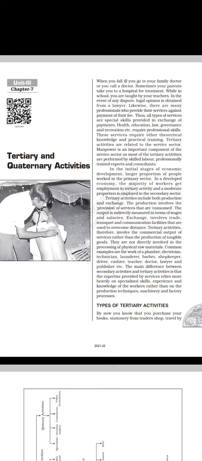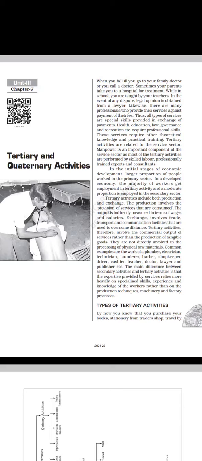In the initial stages of economic development, larger proportion of people worked in the primary sector. In a developed economy, the majority of workers get employment in tertiary activity and a moderate proportion is employed in the secondary sector. Tertiary activities include both production and exchange. The production involves the provisions of services that are consumed. The output is indirectly measured in terms of wages and salaries.